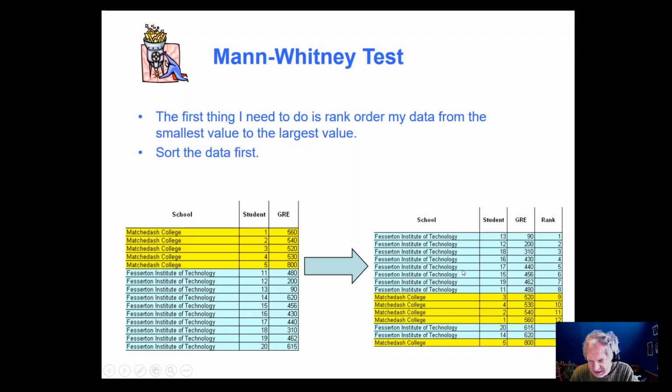And I take into consideration what group is which. So here are the lowest ranking to the highest ranking. I can see in the data that the Matchadash people tend to rank very highly relative to the Fesserton. Almost all of the lower scores are Fesserton. So in terms of ranking, the Matchadash students rank higher than the Fesserton, and what I want to see is whether the average rank for Matchadash is greater than the average rank for Fesserton. And here's the rank order. Okay, so the calculation for the Mann Whitney is really straightforward.